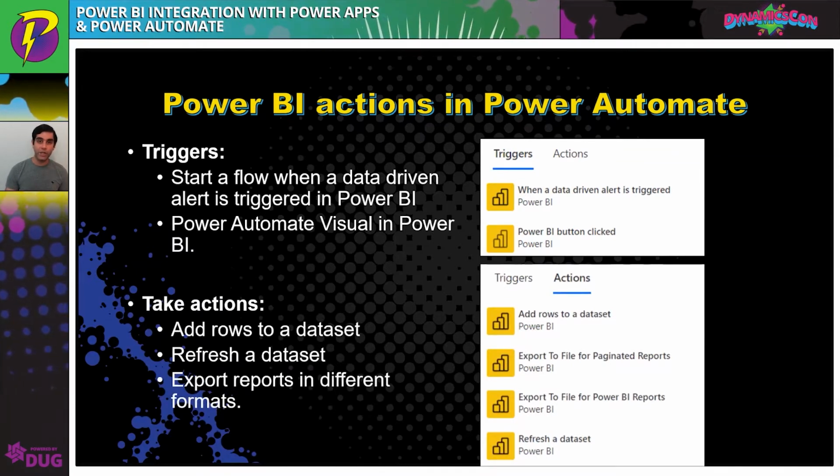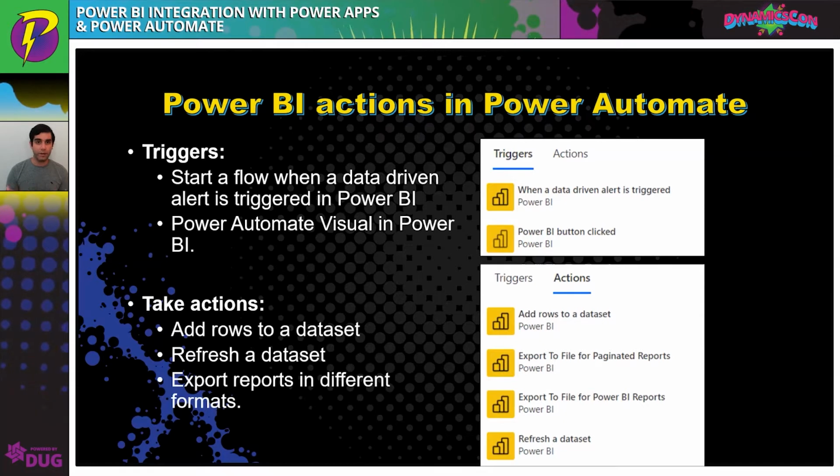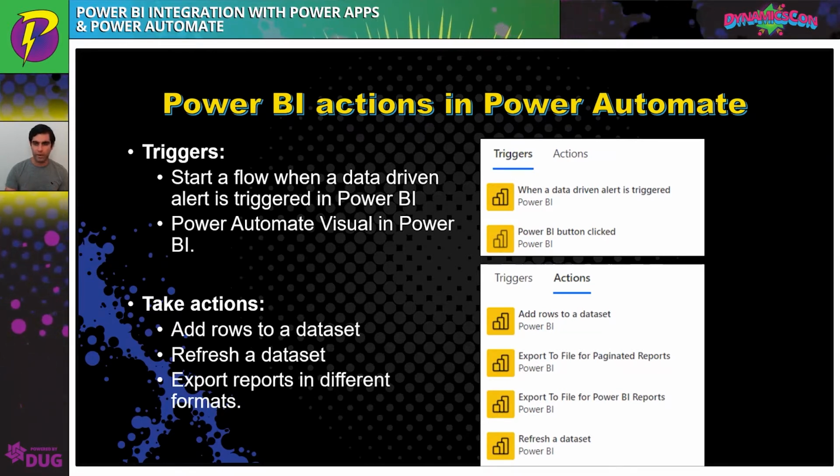And then you can take actions inside of Power Automate. The actions that are available related to Power BI are as follows. The main actions here are refreshing a data set. So you can initiate an on-demand refresh of a data set or a scheduled refresh of a data set directly using this particular action. You can add rows to a data set, and you have the ability to export files, basically export the paginated reports or your Power BI reports in different file formats using those actions that are provided.